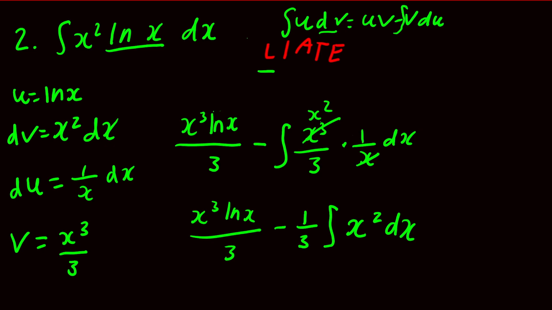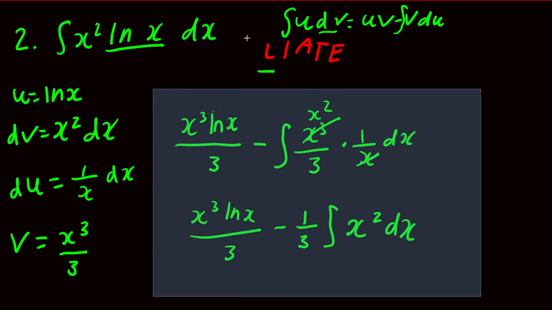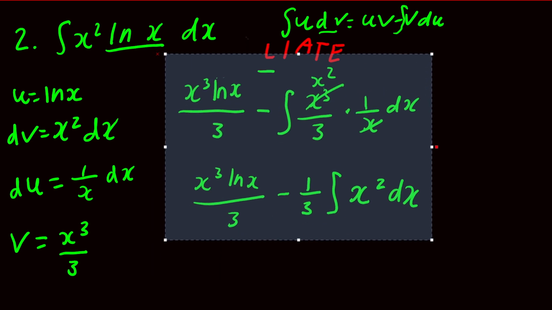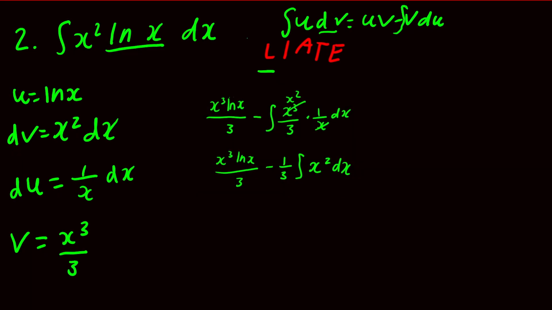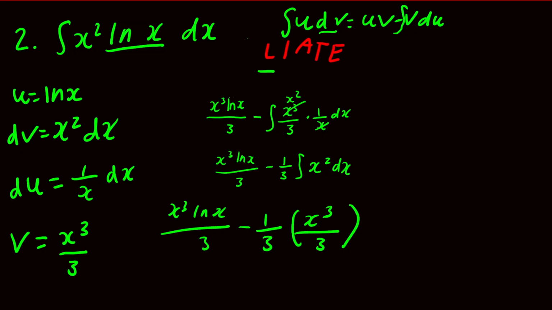So now I have x cubed ln x over 3 minus 1/3 x squared dx. Let me just move all this up so we have a little bit more space and make it a little bit smaller. Okay, so now let's do our regular integration. It'd be x cubed ln x over 3 minus 1/3, and then the integral of x squared is just going to be x cubed over 3, right?